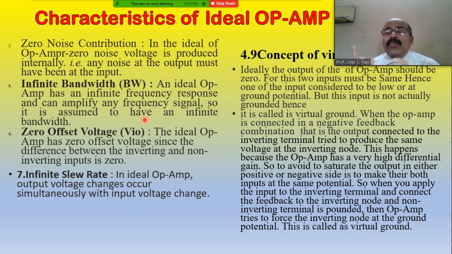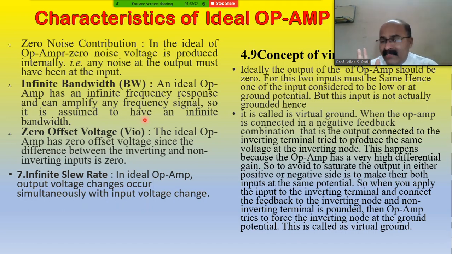Here, with the inverse parallel design of two transistors Q1, Q2, or T1, T2, we are able to minimize the noise level at the output voltage. The noise contribution in an ideal operational amplifier is almost zero. The output is very, very less noisy, and the noise level is reduced to zero.